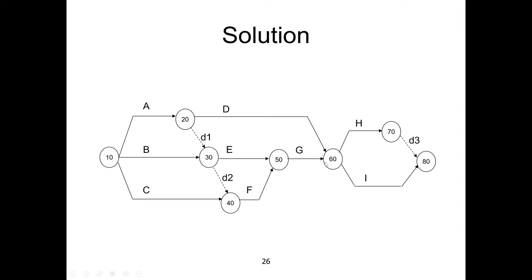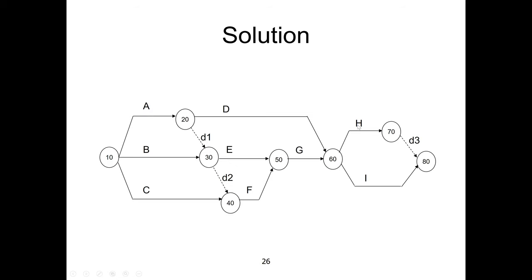H is going to start when D and G are complete. So H will start when D and G are complete. So we join these two activities, D and G, at a common node at 60, and then H is going to start. I is also going to start when D and G are complete. So when D and G are complete, I will start.